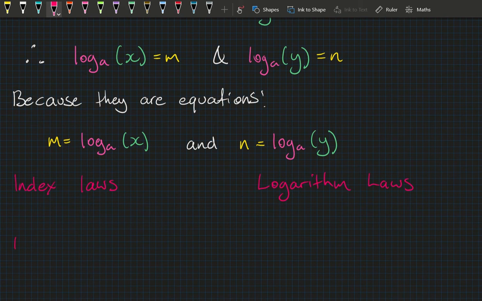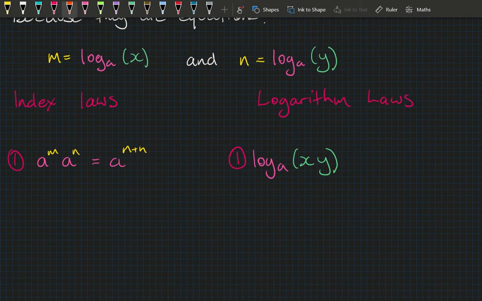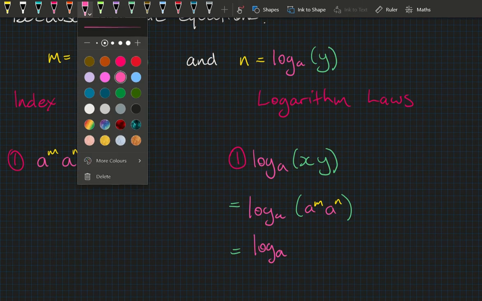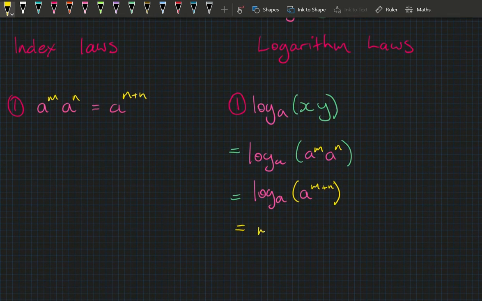So index law 1 says that if I've got a to the m times a to the n, I've got a to the m plus n. So logarithm law 1 is saying that if I've got log base a of x times y, and this is the exact same x and y as we've defined above, okay? So that means that it's log base a of a to the m times a to the n. And index law 1 says that that's log base a of a to the m plus n. And by the definition of logs, that's m plus n.